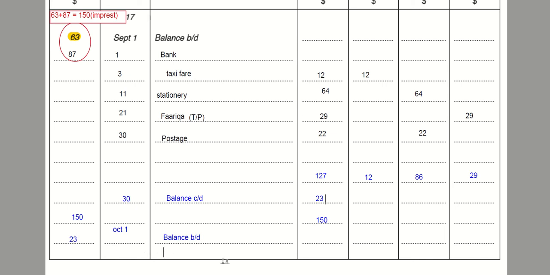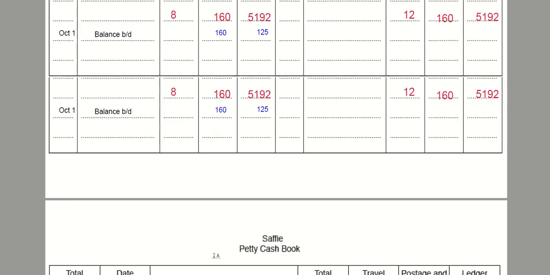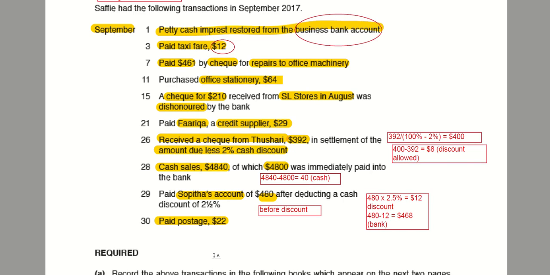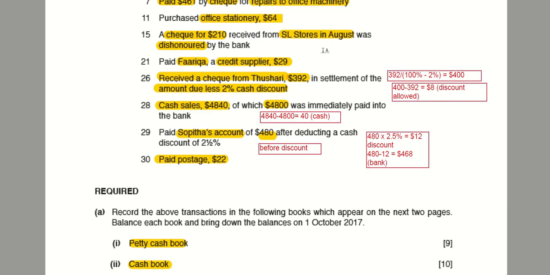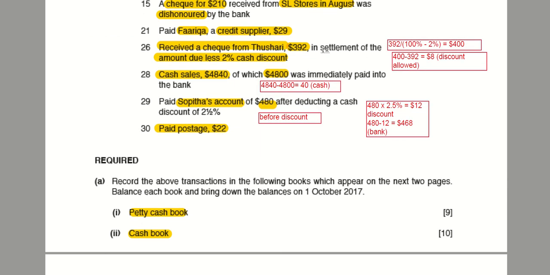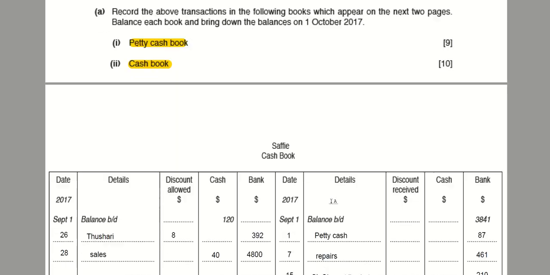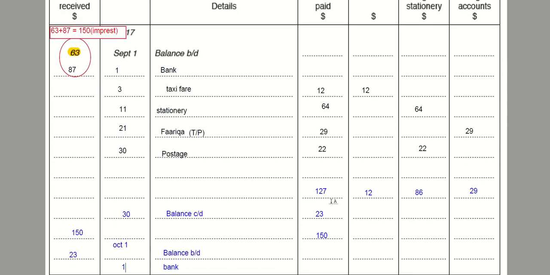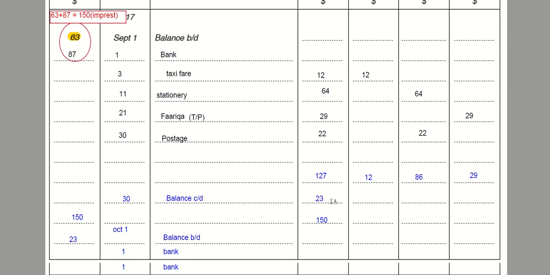So bank again. This we need to confirm. So let's go up in the question, to see if it is restored by cheque or what. It says balance each book and bring down the balances on 1st of October, and let's see if the restoration is required. All right, just go down all the way. Okay, further, yeah, so restoration is not required in the question, so we will not restore it. So let's just finish it at balance BD.